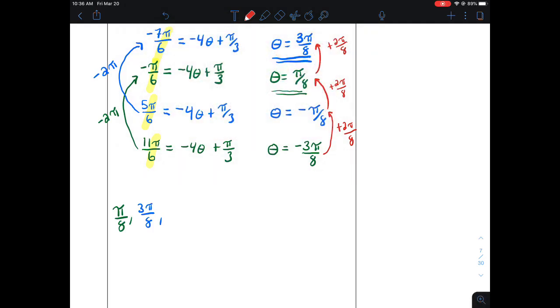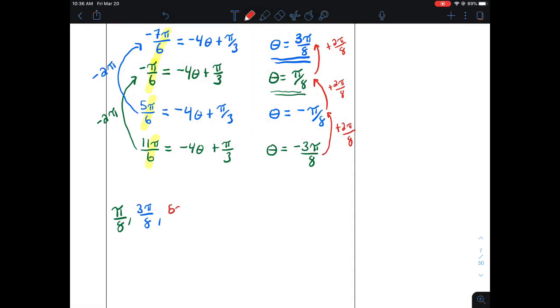So I add 2 pi over 8 to 3 pi over 8. I get 5 pi over 8. Then do it again. 7 pi over 8. 9 pi over 8. 11 pi over 8. 13 pi over 8. 15 pi over 8. And if I go one step farther, they give me 17 pi over 8, which is bigger than 2 pi, so I stop. Here are my solutions.